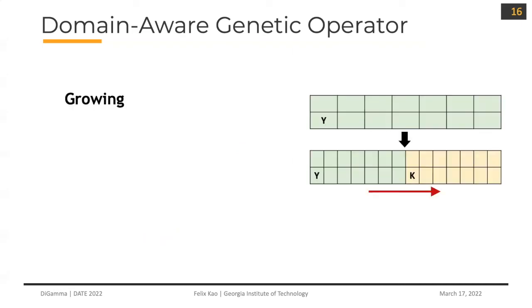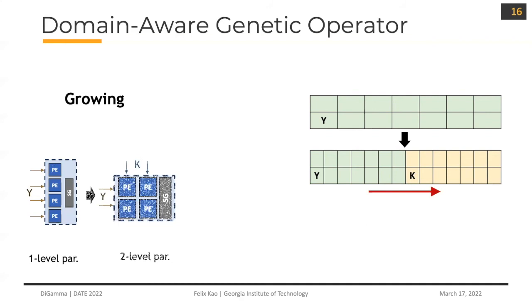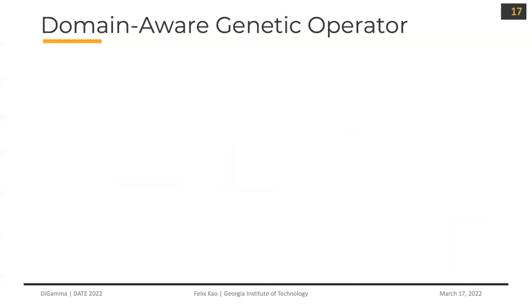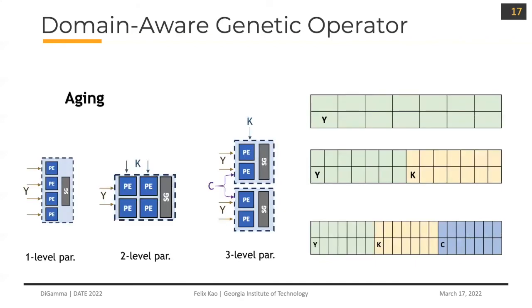Also, besides those genetic operators, we also have some very specialized operators like growing, which is essentially to explore different parallelism levels, like 1D parallelism to 2D parallelism and to 3D parallelism. And if you have growing, you also have aging, to age your individual from 3D parallelism to 2D to 1D.